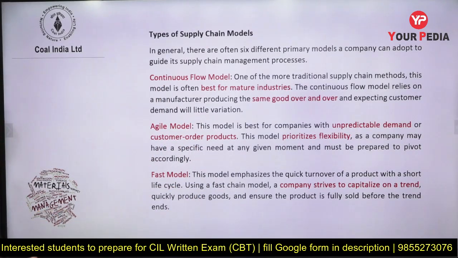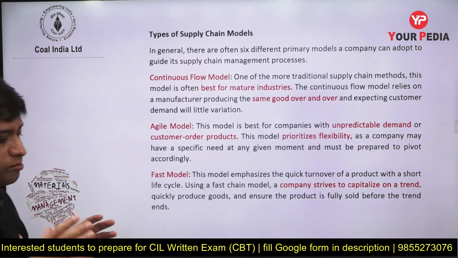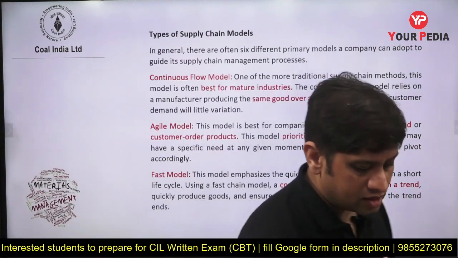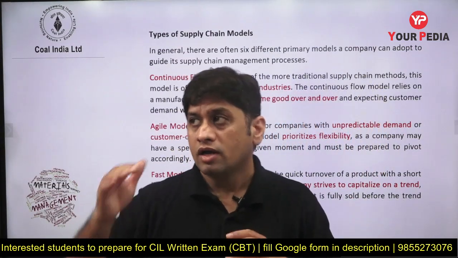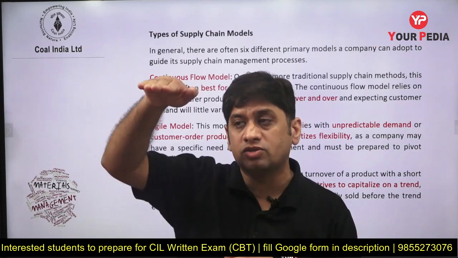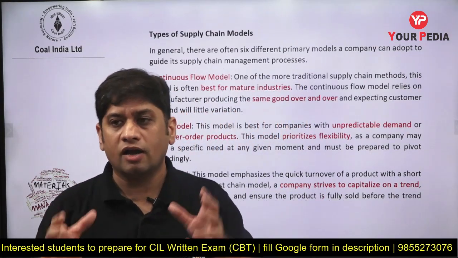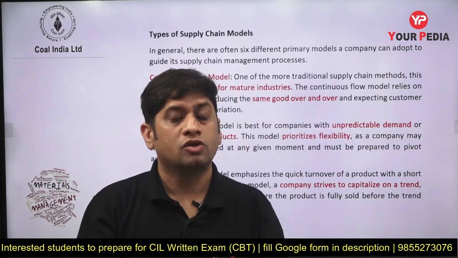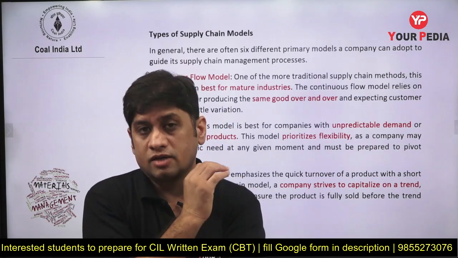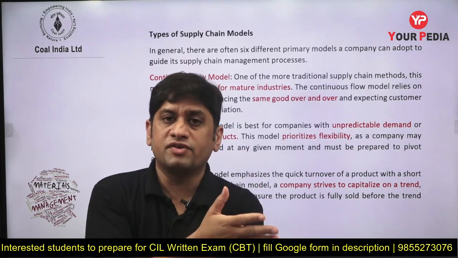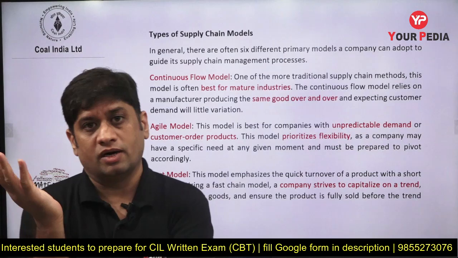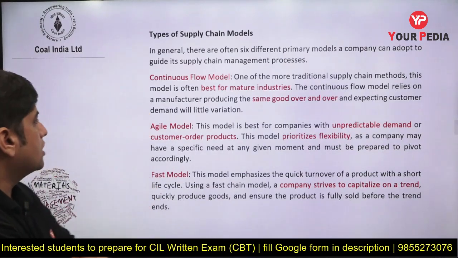Agile model means the demand can be unpredictable. It is customer order based, so flexibility can be there. At a particular time the company may have one requirement, and at another time it may have another requirement. So there can be fluctuation in that demand, and if there is fluctuation in the demand, you need to have your inventory management very efficient to meet that particular demand. That kind of model is called agile model.